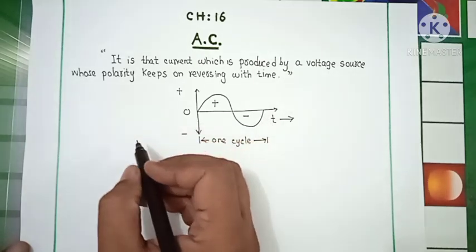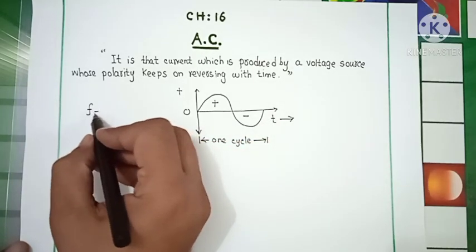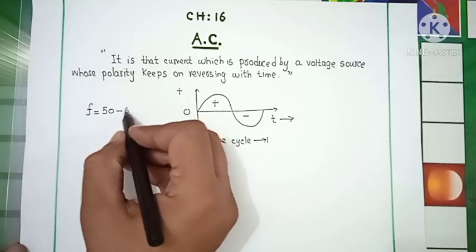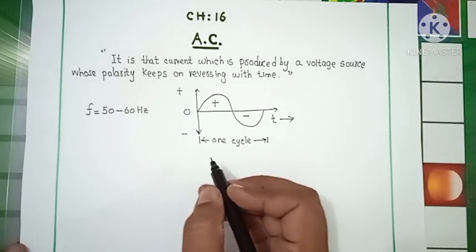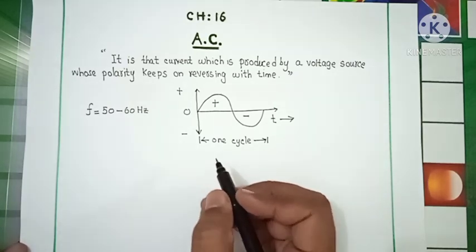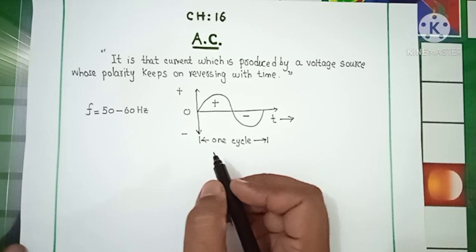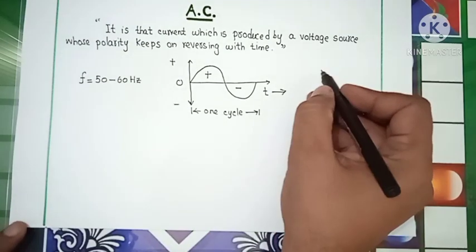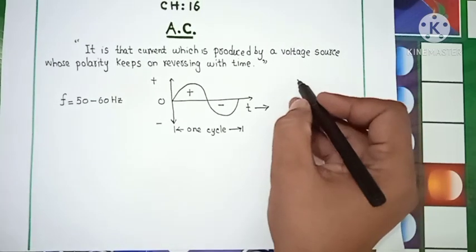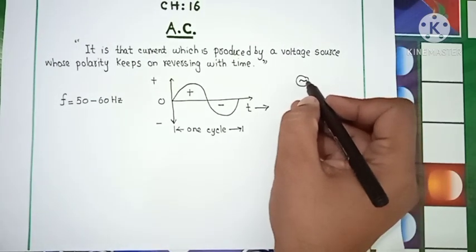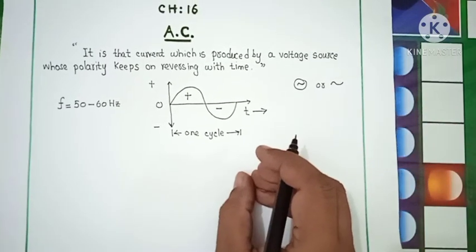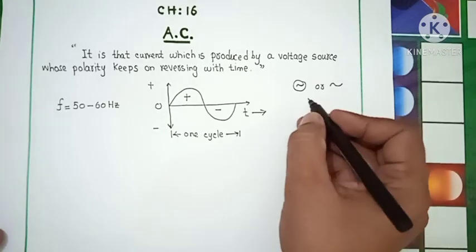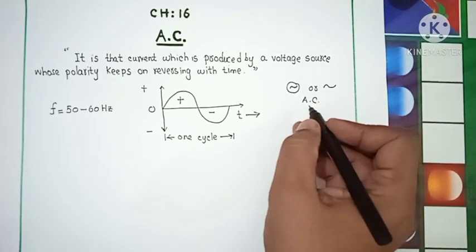So, the frequency of AC supply produced by WAPDA is 50 to 60 Hertz. Students, as you know, the unit of frequency is Hertz. The number of AC cycles completed in 1 second is known as its frequency. Now, its symbol is represented by this shape or simply this. This means that you are dealing with alternating current, AC.